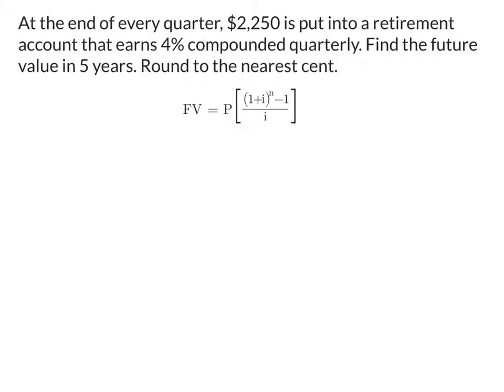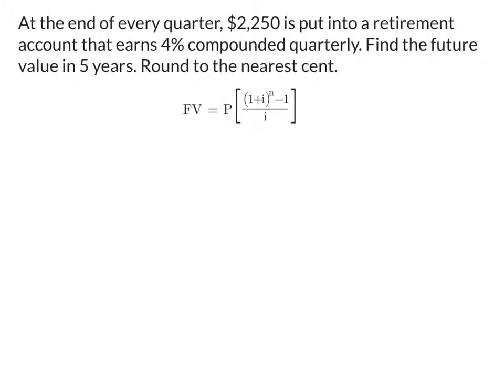At the end of every quarter, $2,250 is put into a retirement account that earns 4% compounded quarterly. Find the future value in 5 years. Round to the nearest cent. For this problem, we're asked to find the future value. We'll use the formula listed on the screen to compute the future value of the annuity.